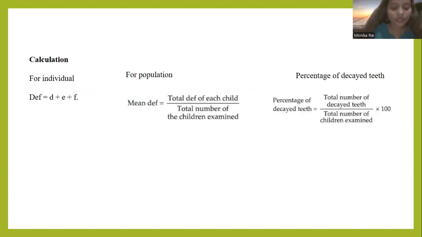So here is the calculation for individual DEF, D plus E plus F. For population, mean DEF is equal to total DEF of each children by total number of children examined. And for percentage, total number of decayed by total number of children examined into 100.